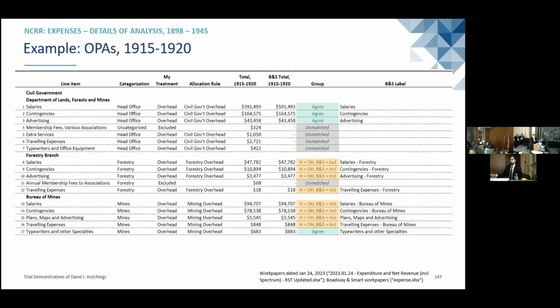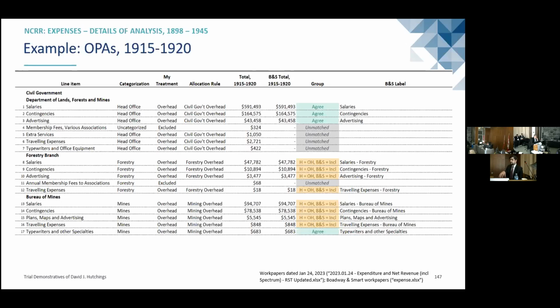I'm sorry, I'm a little bit confused now. Sure. Can you try that again? I want to. Okay. So for these expenses at the Bureau of Mines, I will allocate them based on the expenses that are relevant or not relevant, as I'll discuss in a little bit, that are more particular to mining activity. So that's why I note the allocation rule as mining overhead.